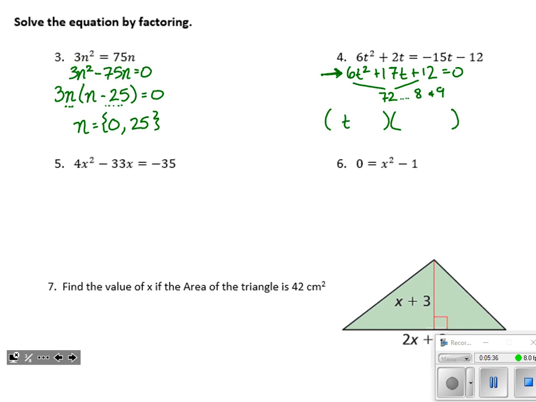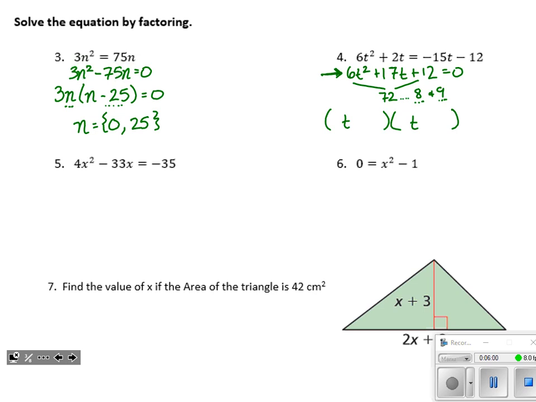Well, I know I'm going to have a t times t to make my t squared term. First times first makes that 6t squared. And I just want to think, how can I set this up using these two numbers to make that happen? We do have an algorithm that says you just divide 8 and 9 each by 6, and you get those nice little fractions that turn into the factors. And that works really well.